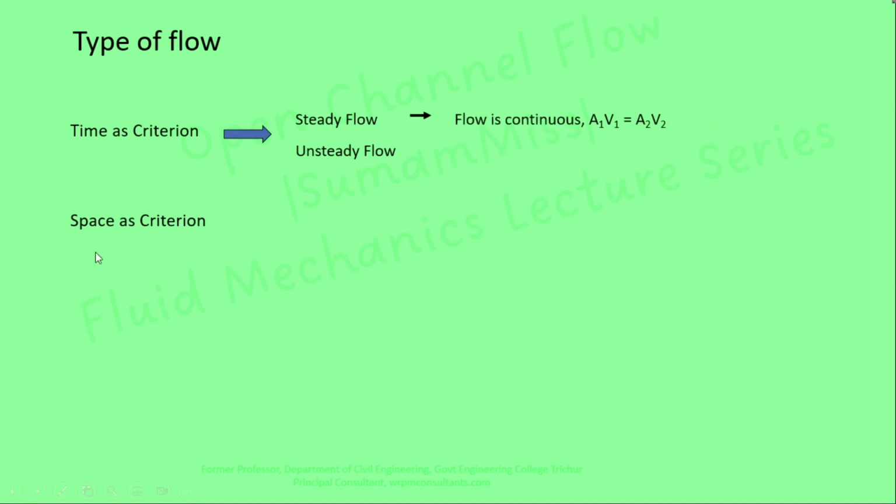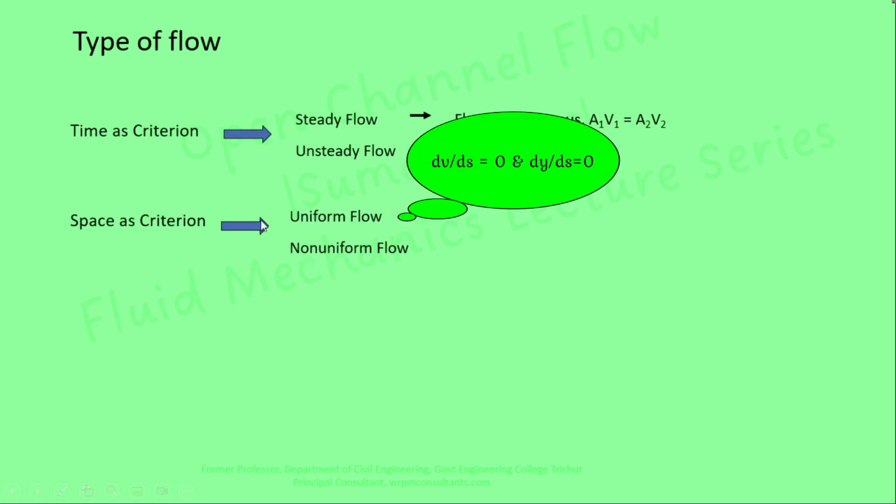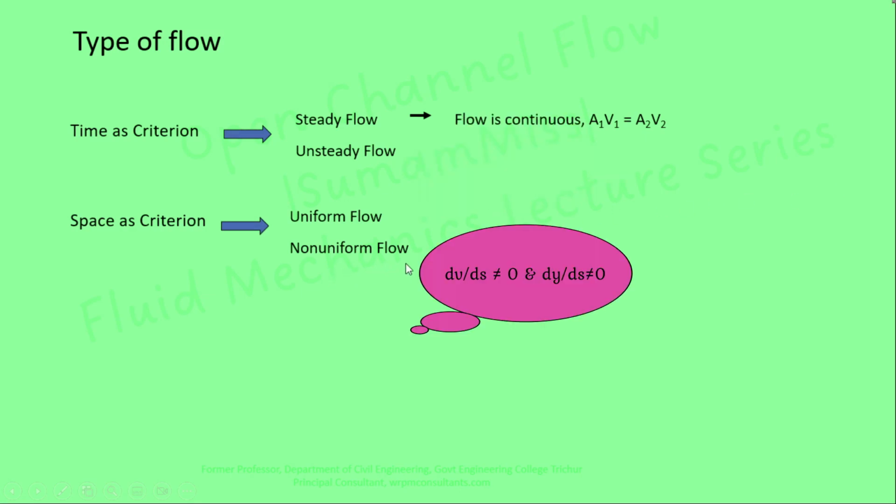But if you are considering space as the criteria, the flow is classified into uniform flow and non-uniform flow. In uniform flow, these flow characteristics, that is flow velocity and flow depth, are constant along the length of the channel. Whereas if it varies with respect to length, then it is termed as non-uniform flow.